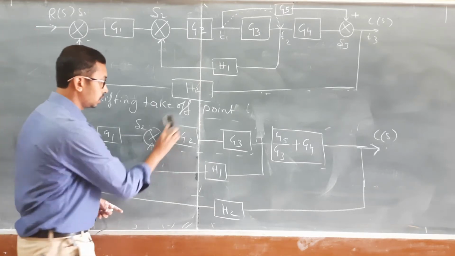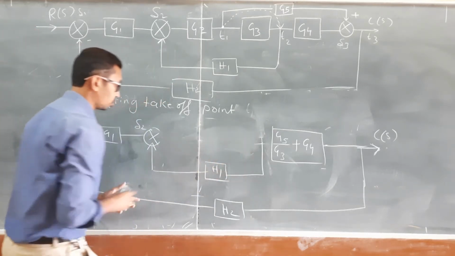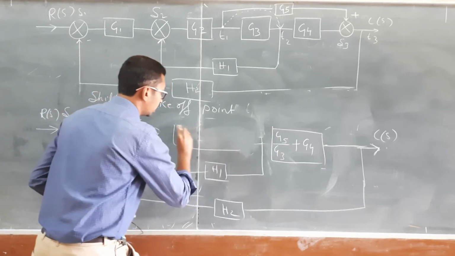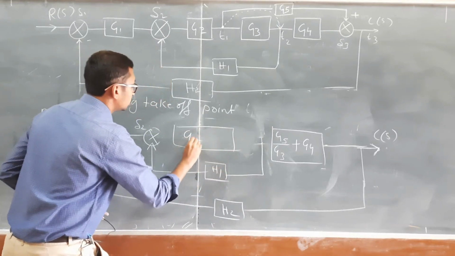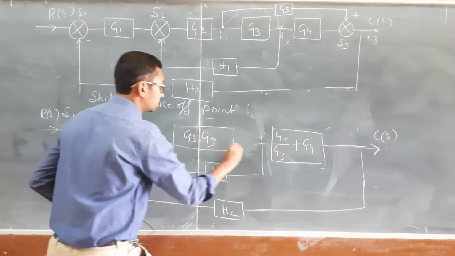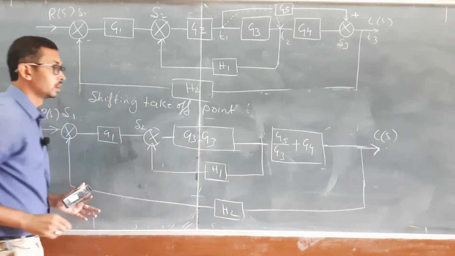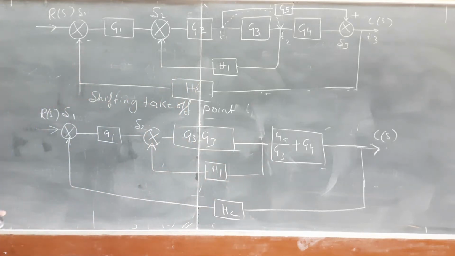We need to do the summation. I am going to erase it over here only. It can be done as G2 into G3. Got this one? Okay. So what is the next step I need to apply?